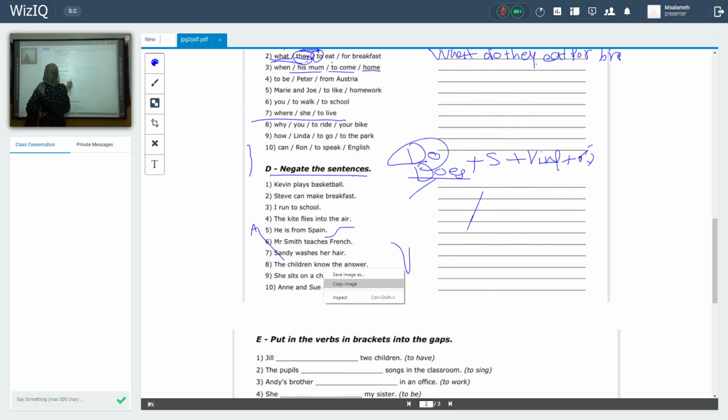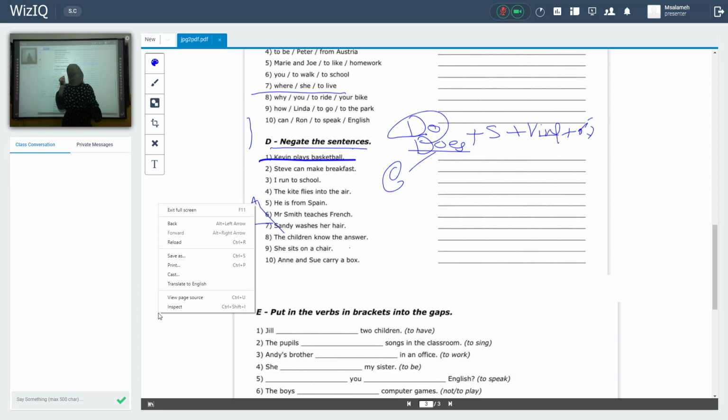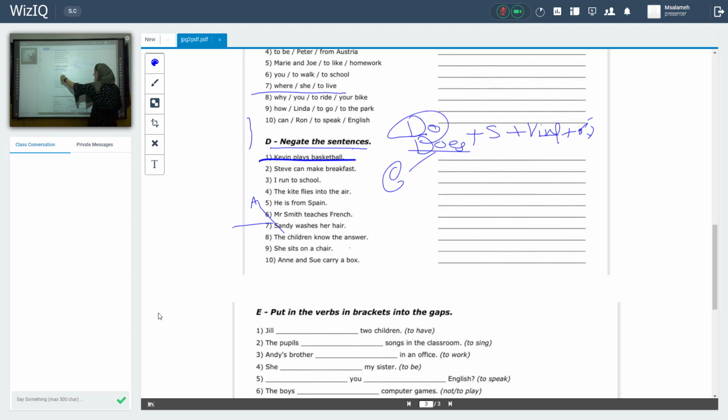Kevin plays basketball. Here we have a full sentence. There is a problem here. I don't know. Okay. Kevin play basketball. Okay. Kevin. Here we have a full sentence. Kevin is a subject followed by a verb with S or ES because they tell us that this sentence is in the simple present tense.